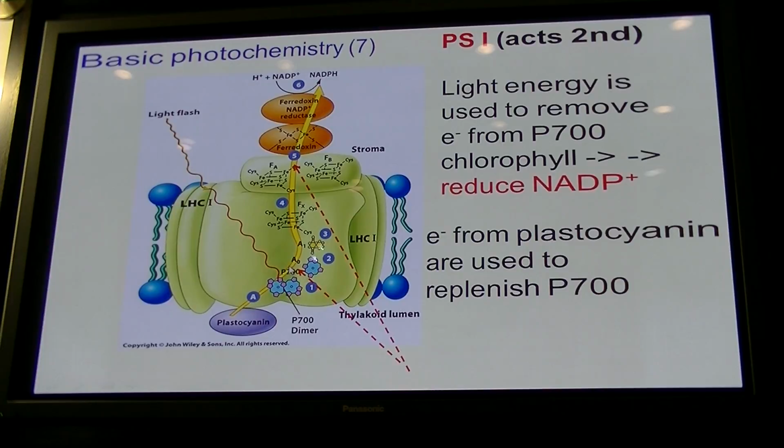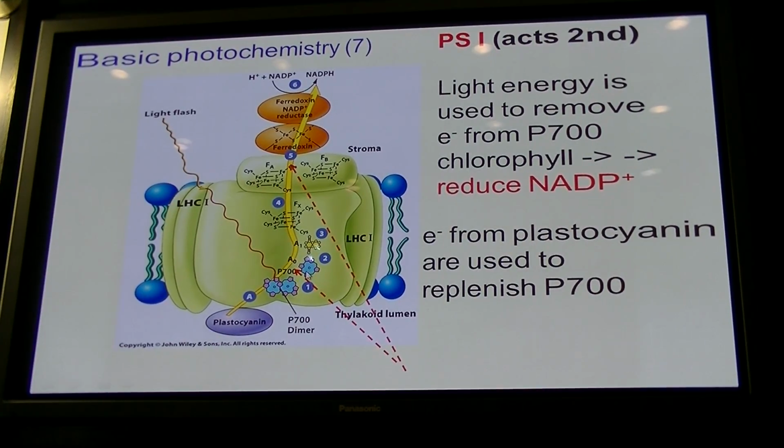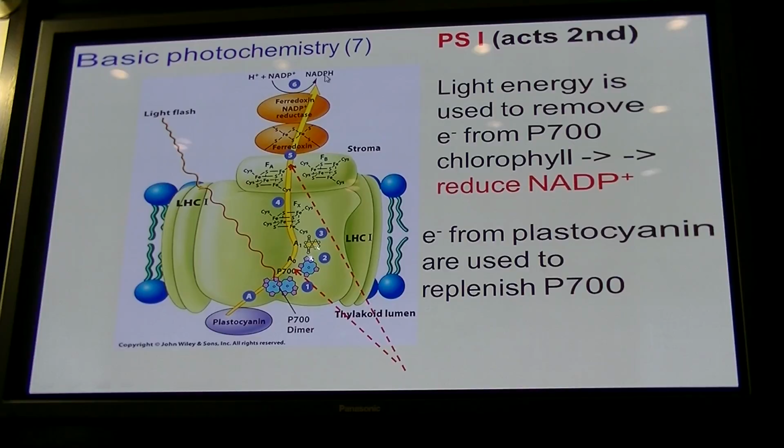If light energy hits this chlorophyll pair, an electron is excited, and that electron can go in an electron transport chain, and ultimately that leads to the reduction of NADP to NADPH. So 2 electrons are needed for that. The chlorophyll that has lost its electron in the active site, after that electron was excited, gets its electron back from plastocyanin.